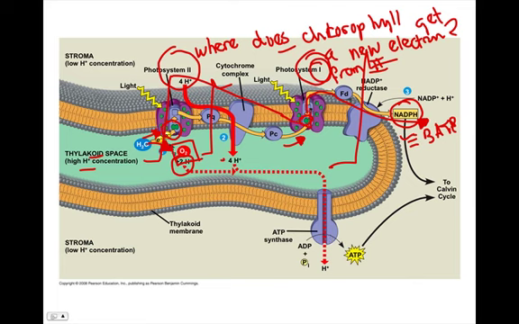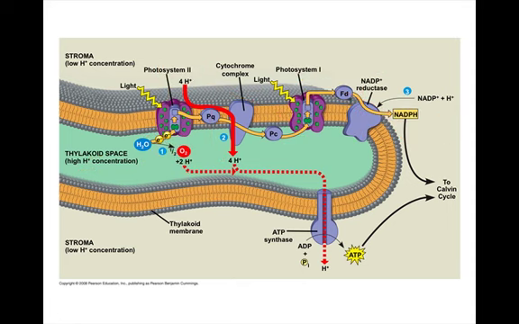And then eventually the electron gets bumped up again and is up now at a high enough level that it can be used to reduce NADP+ to NADPH. Okay, and that's the story of the light reactions.